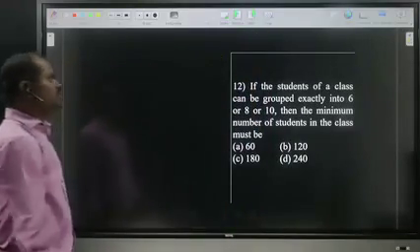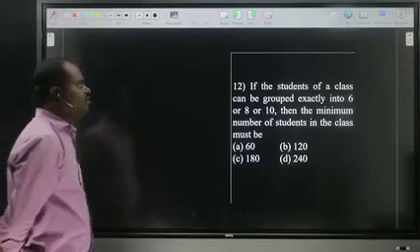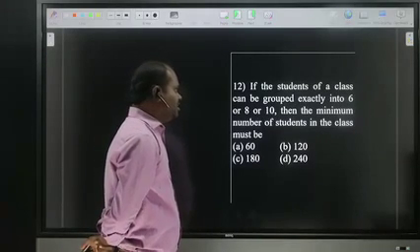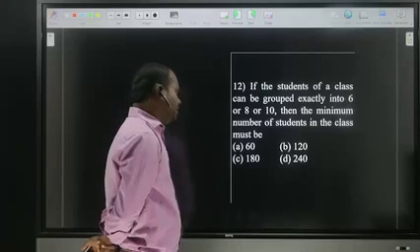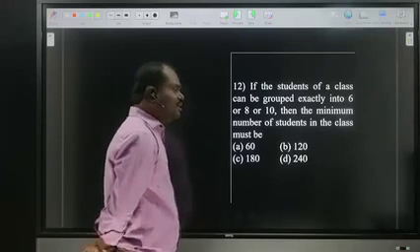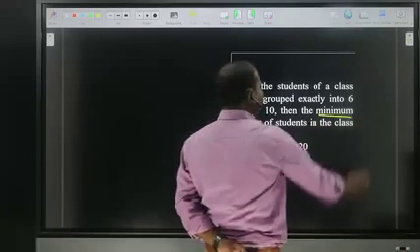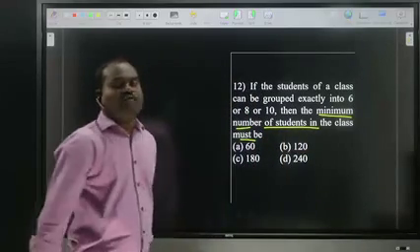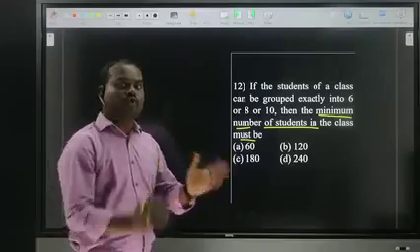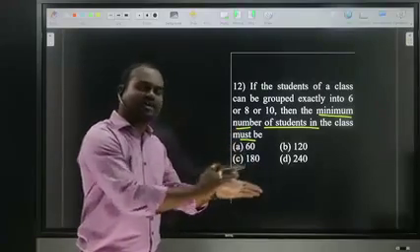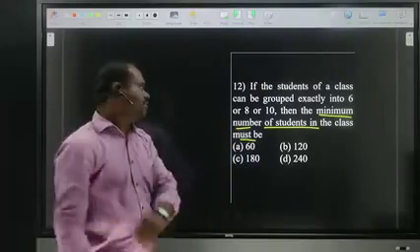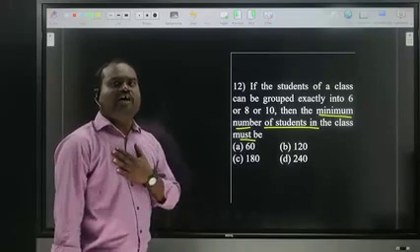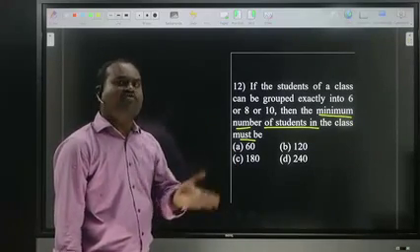Now, what is the next question? Observe. If the students of a class can be grouped exactly into 6 or 8 or 10, then what is the minimum number of students in the class? So I want to divide the students as a group of 6 members or 8 or 10. At that time, minimum how many students should there be?